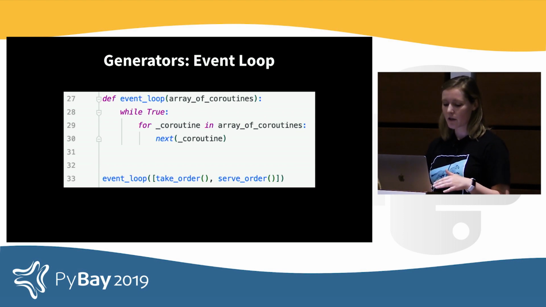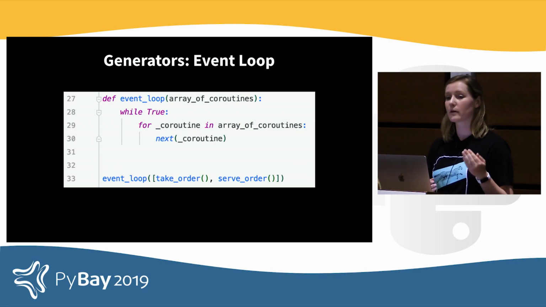The last line, 33, is how we run our entire program. We're calling our event loop and passing it the list of tasks that we want it to run. For our restaurant example, that's just taking orders and serving orders.